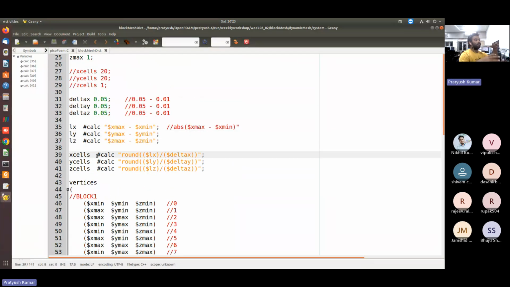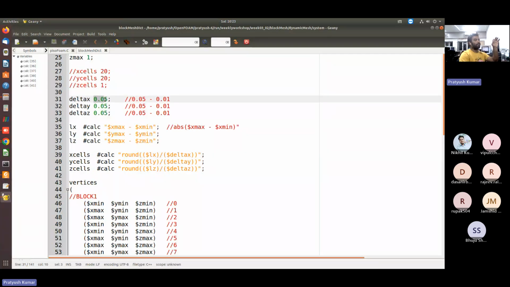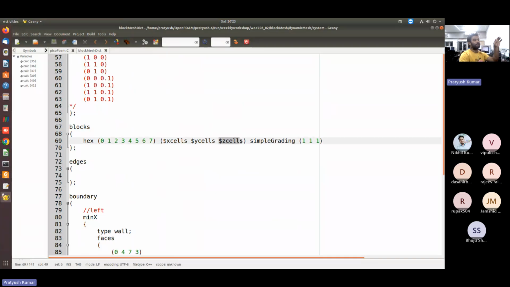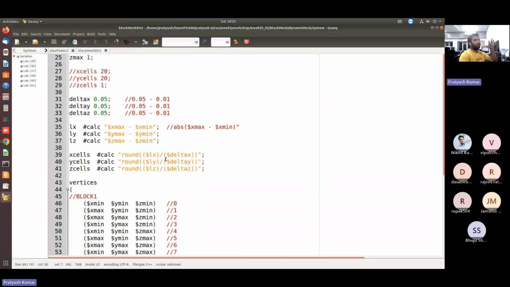Now if you want to specify how many cells in the x direction, y direction and z direction, that is done here. Here we are not fixing the number of cells, we are fixing the delta x. Like if you want the minimum cell size in the x direction to be 0.05 mm, then based on this delta x it is going to calculate the number of cells in the x direction, and that x cells variable that you are creating here is going to be specified in this bracket. I think you got this point.